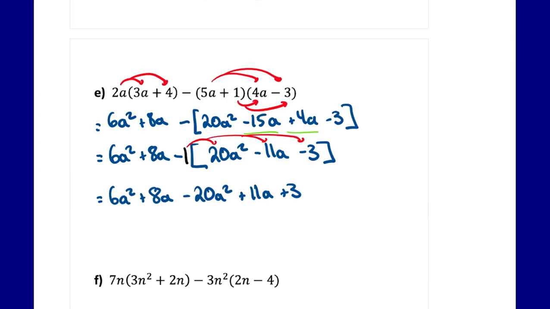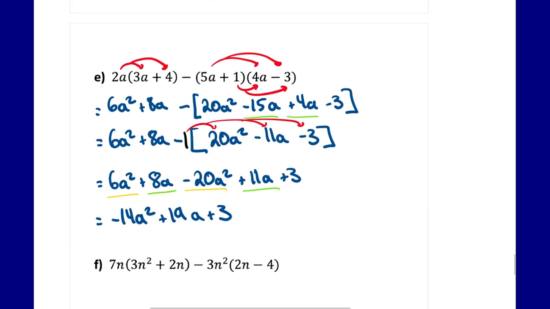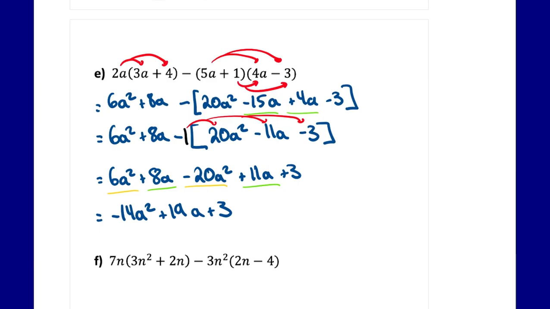I'm going to look for some like terms. I do have some like terms with my 6a and negative 20a, and I do have other like terms with my 8a and 11a. I can rewrite this, combining those like terms, putting the squared term first. So I have negative 14a squared plus 19a plus 3. So again, same kind of steps, just a little bit more complicated, some more steps involved, but still the same idea of distributing the property and simplifying.